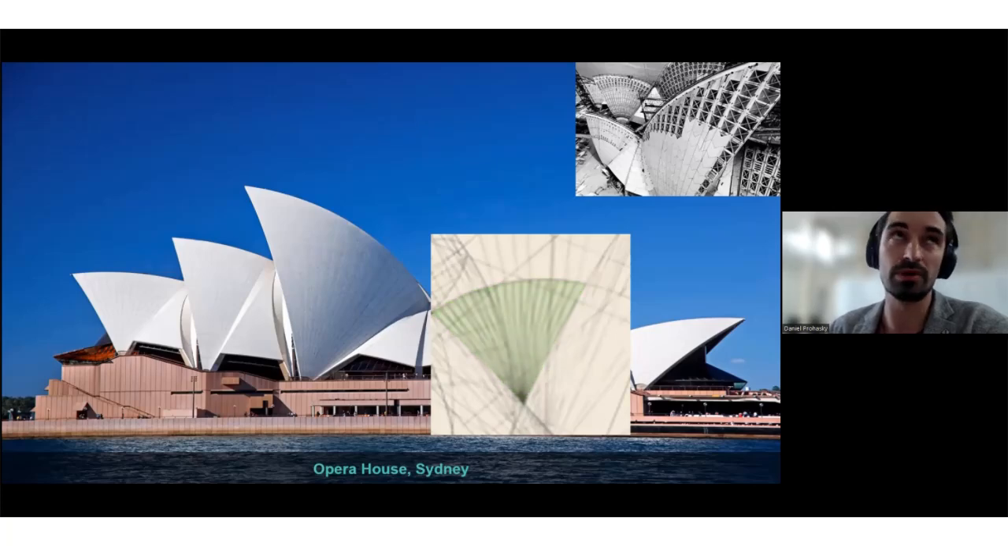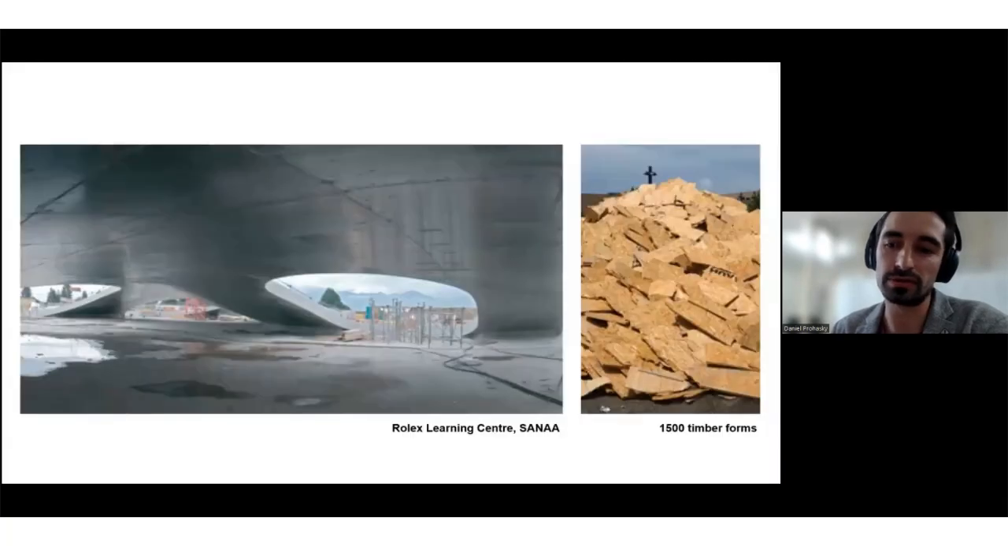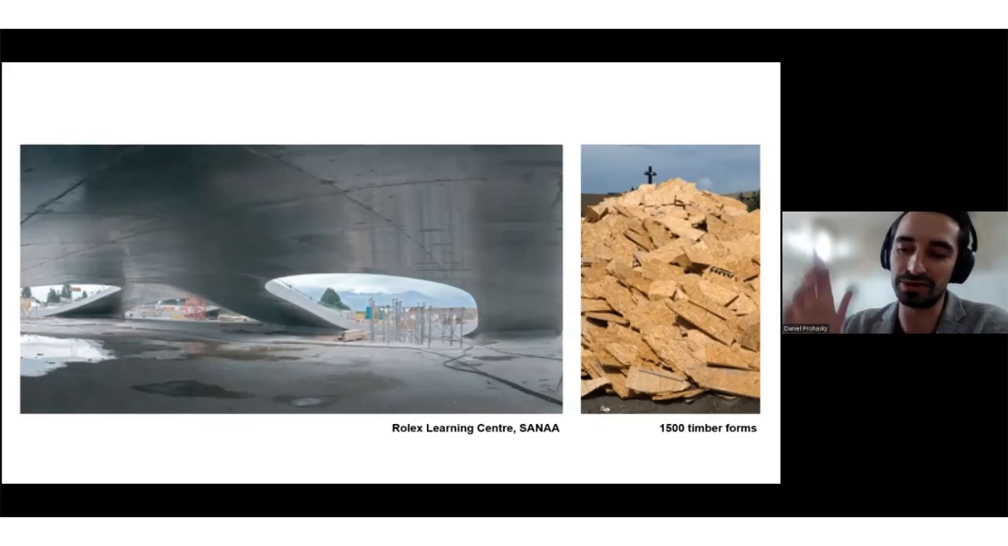However, after almost exactly 50 years now, we haven't built something like this again, and that's due to the complexities around creating curvature. With this example, the Sana Rolex Learning Center, they required 1,500 timber forms, and all of that timber creates a mound almost higher than the structure itself of waste and formwork.